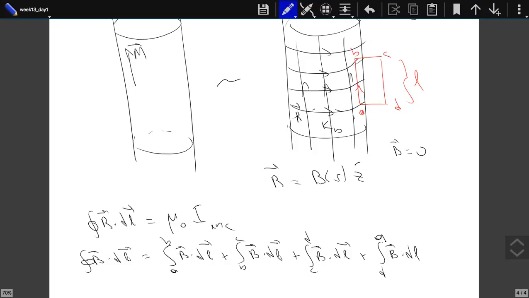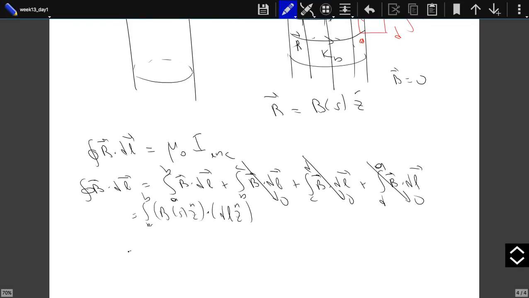From C to D, this is already 0, B is 0. From D to A, either B is 0 or B is perpendicular to dl, so B dot dl in any case is 0. So these 3 terms are 0. Now from A to B, dl is in the Z direction, and B is in the Z direction. The scalar product is equal to B_s times L.